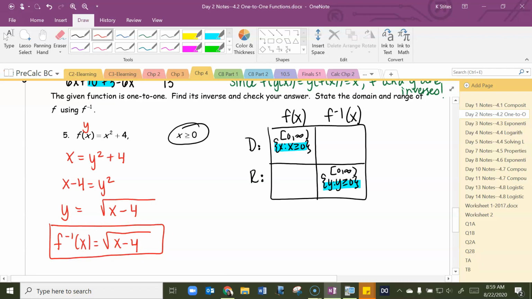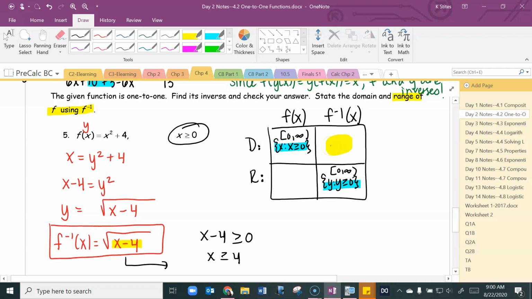Now what we're going to do is find the domain of this guy. And by finding the domain of f inverse, that will give us the range of f. Okay, and if you notice, it said find the range of f using f inverse. That's the easiest thing to do. So now this guy, we know x minus 4 has to be greater than or equal to 0, right? Because we can't have a negative underneath the square root. So x has to be greater than or equal to 4.